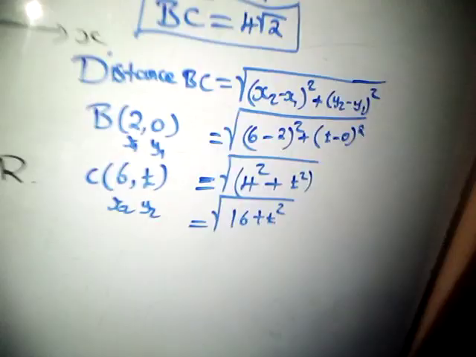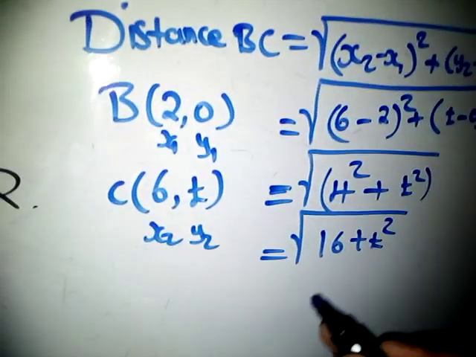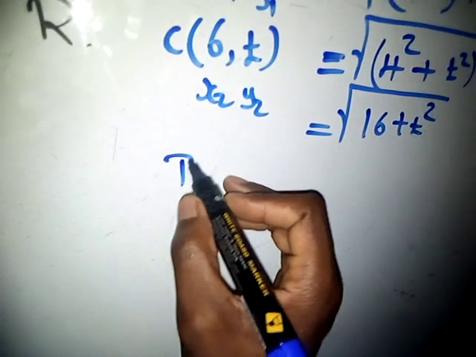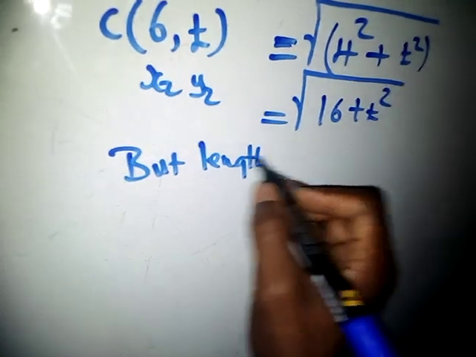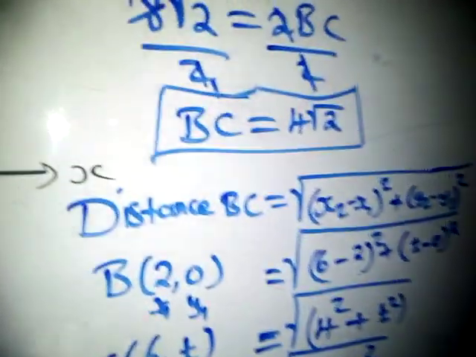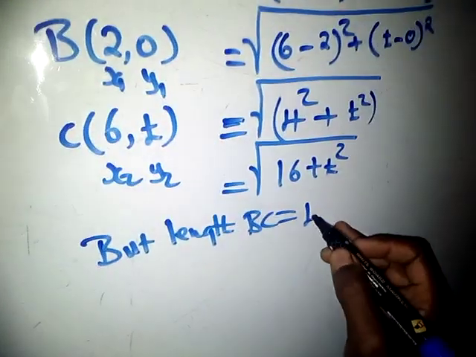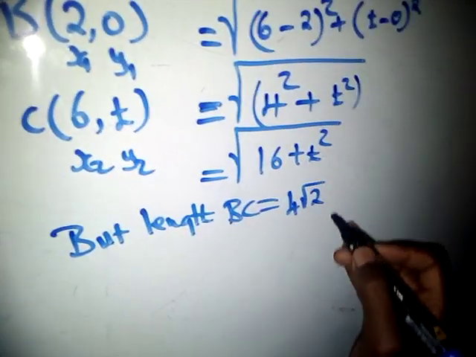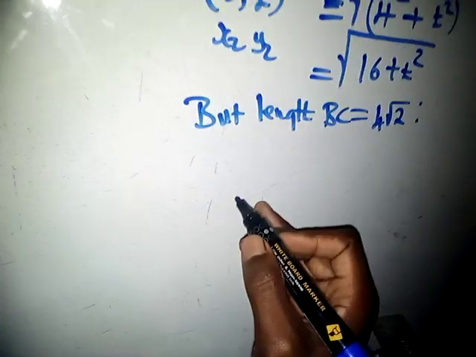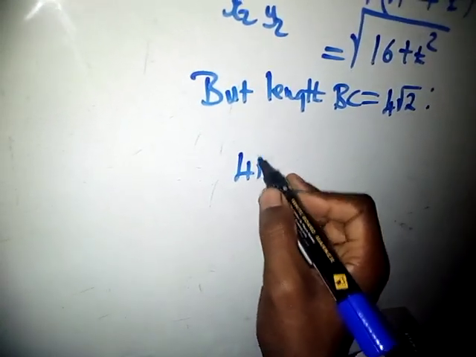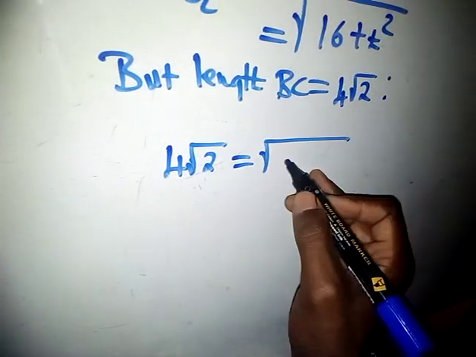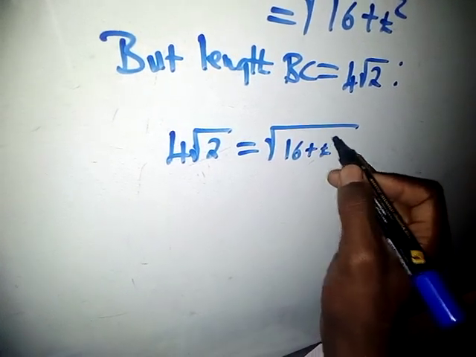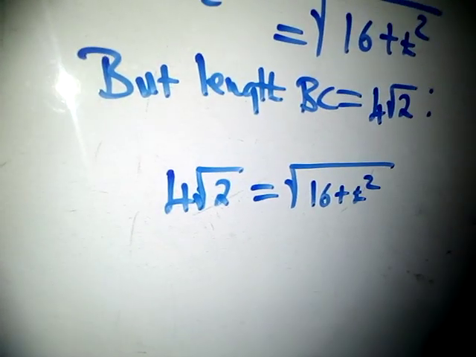But we know the length BC, length BC equals, we know it is 4 root 2. Thus, 4 root 2 equals the square root of 16 plus t to the second power. Remember, the idea here is to find the value of t. How do we do it?